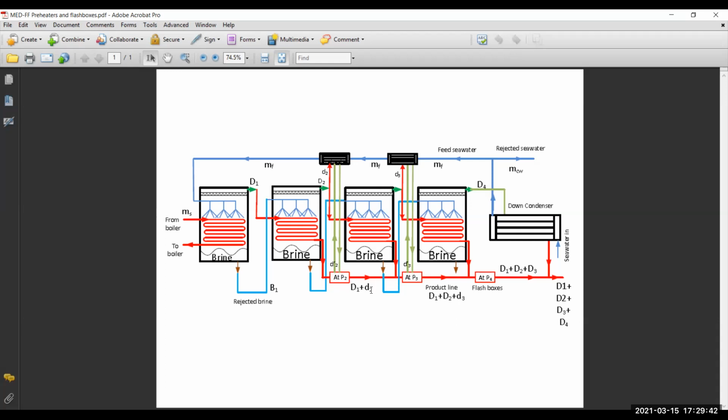I hope this point is clear. And again, the same point is repeated in the vapor which is leaving the third effect. So that's the thing I just wanted to discuss with you related to this.